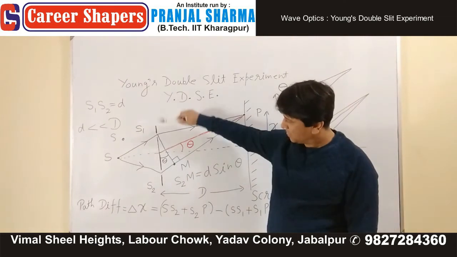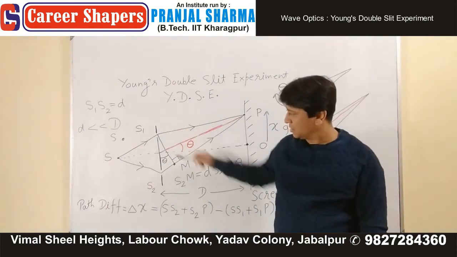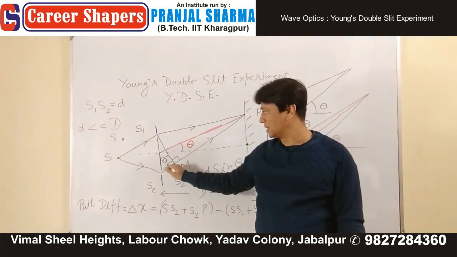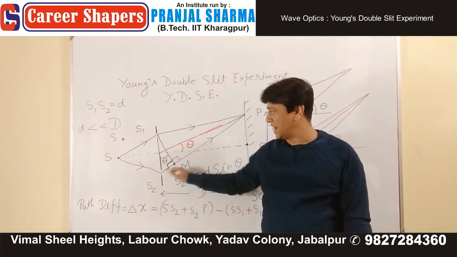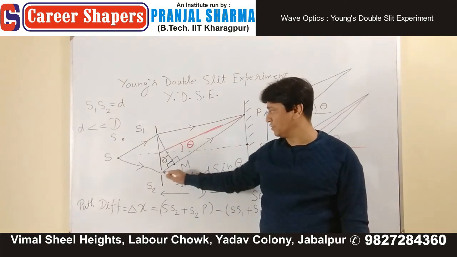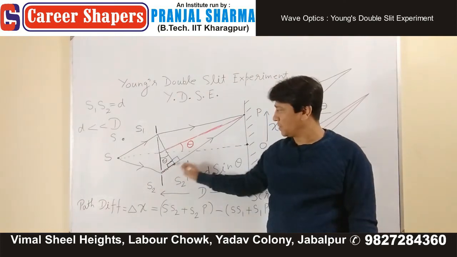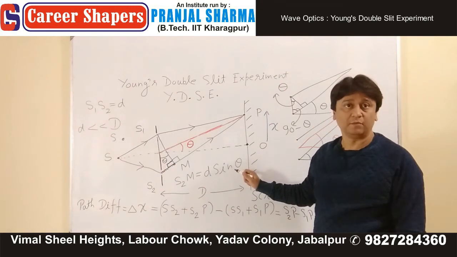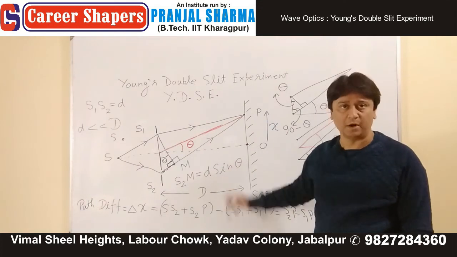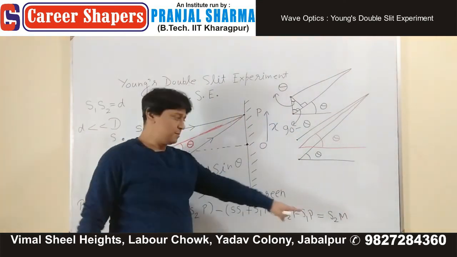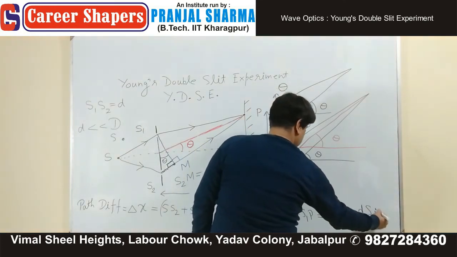What is S1S2? Small d. This angle is what? 90. So what is the perpendicular component S2M? This perpendicular component is d sine theta. All this geometry was to find this d sine theta part. So we have found that S2M is d sine theta.